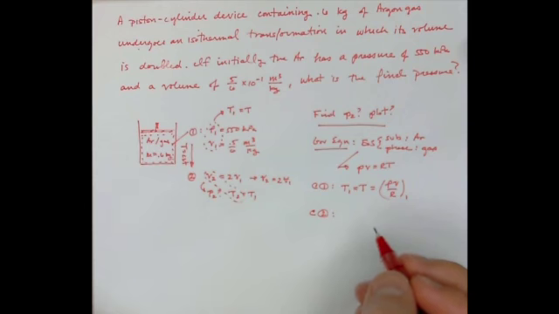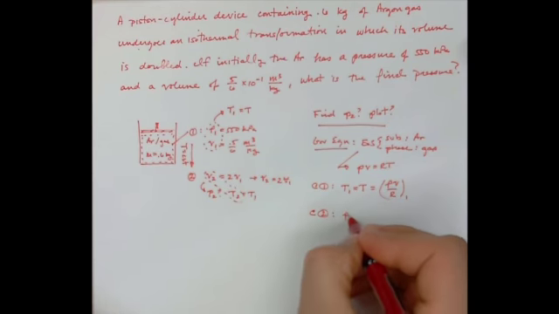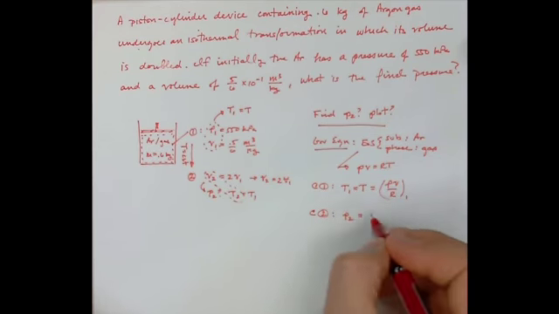At state 2, what do I know? I'm looking for P2, and P2 is basically just RT over V2.